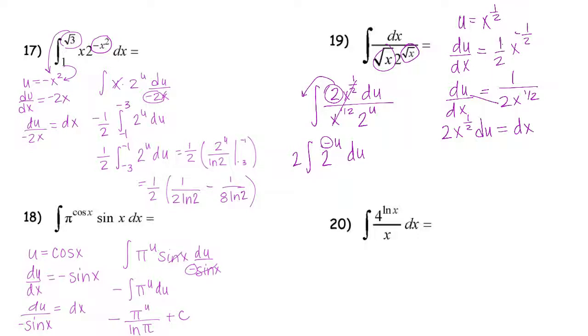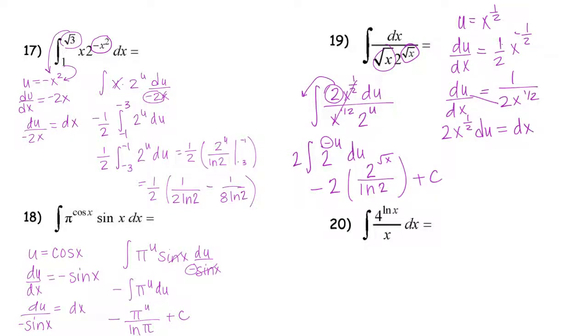So I'm going to go ahead and just jump straight to the answer. That negative because of the exponent, 2, and then it's going to be times 2 to the u, but again, our u value here was the square root of x, over the natural log of 2, and then plus c.